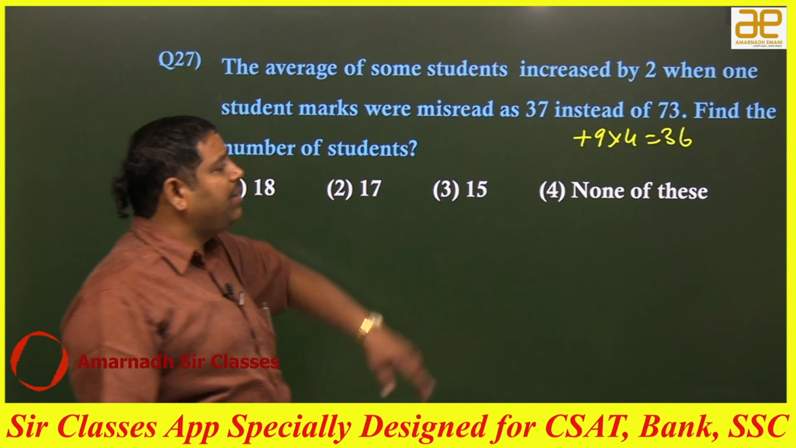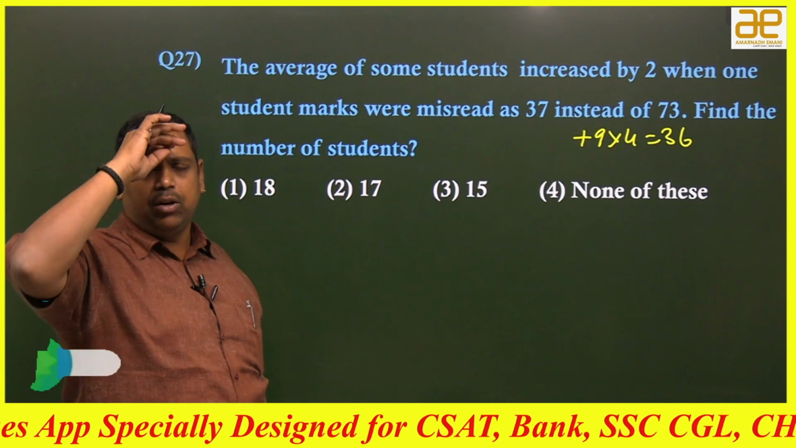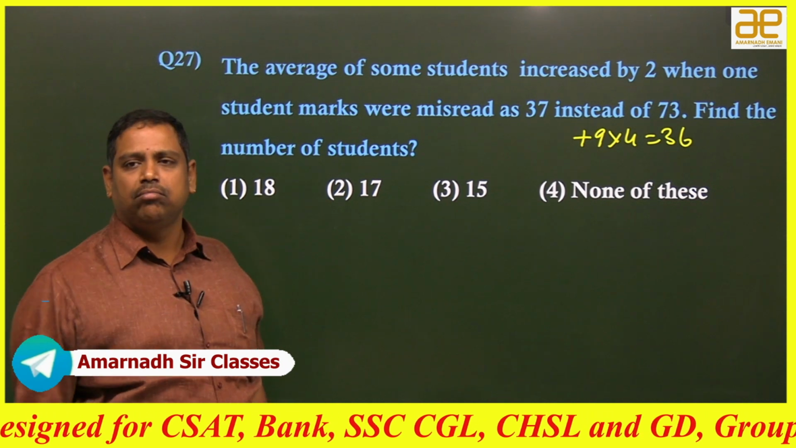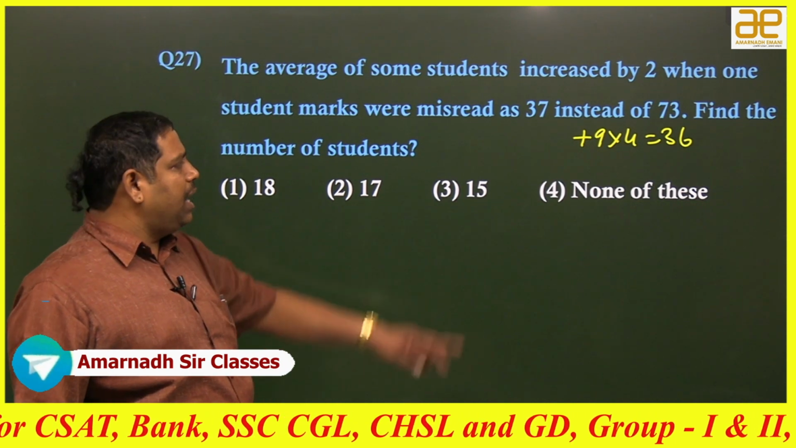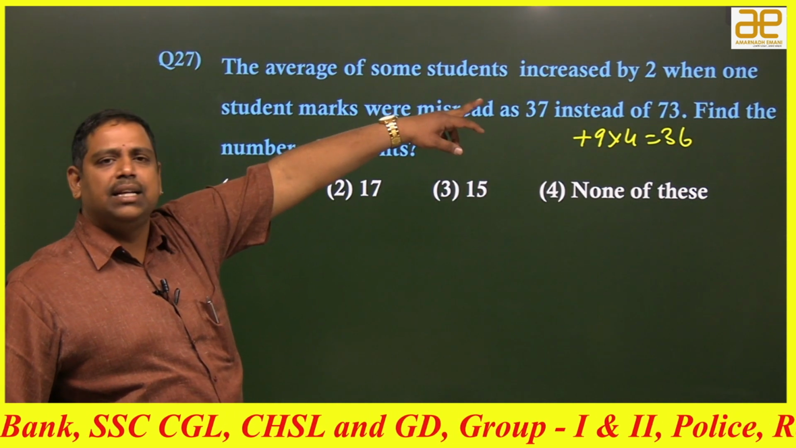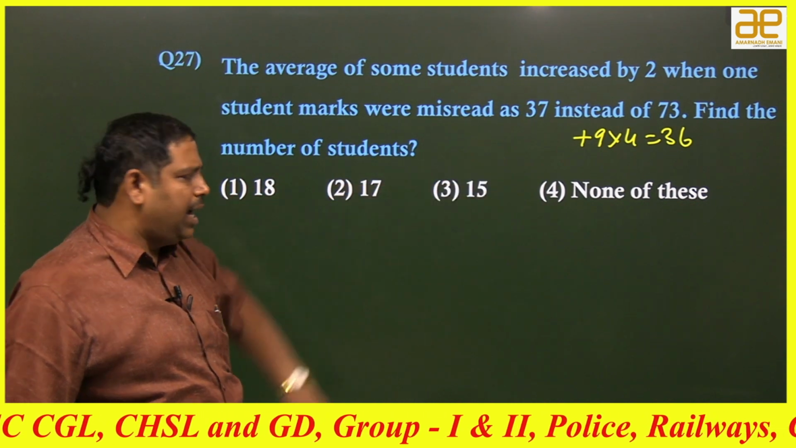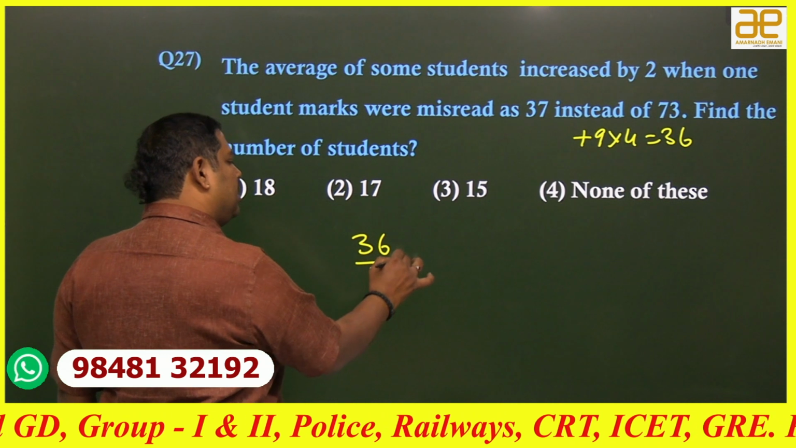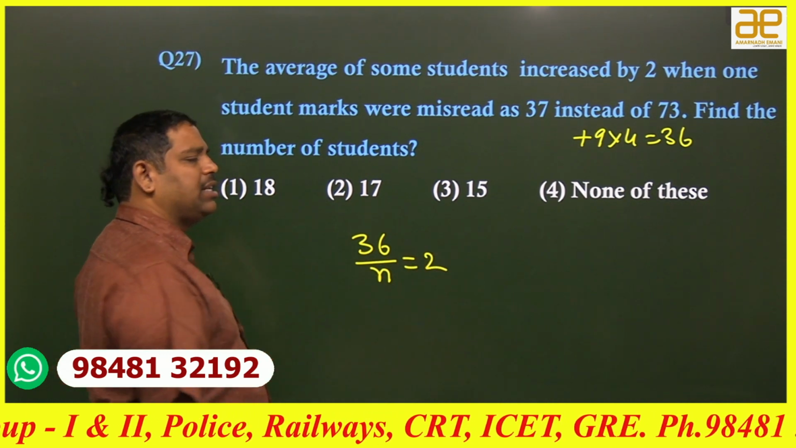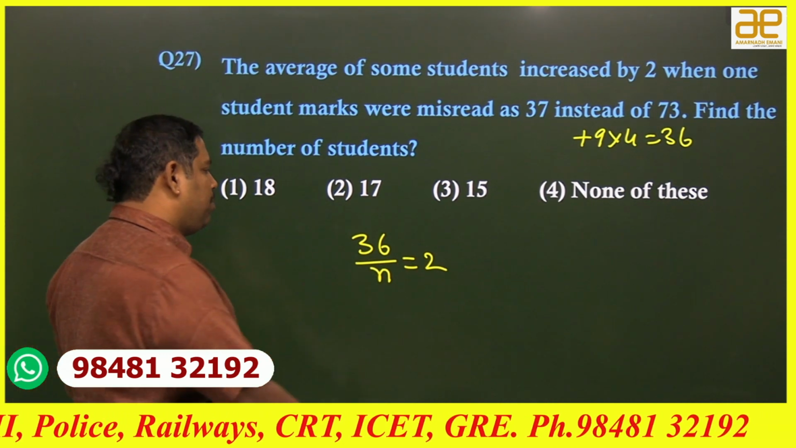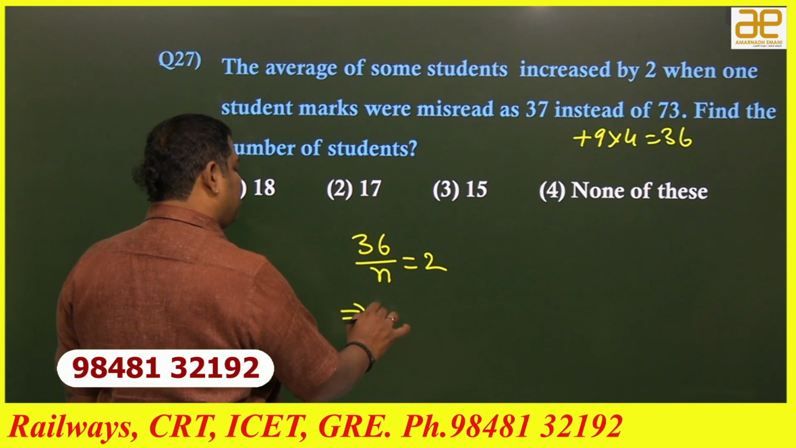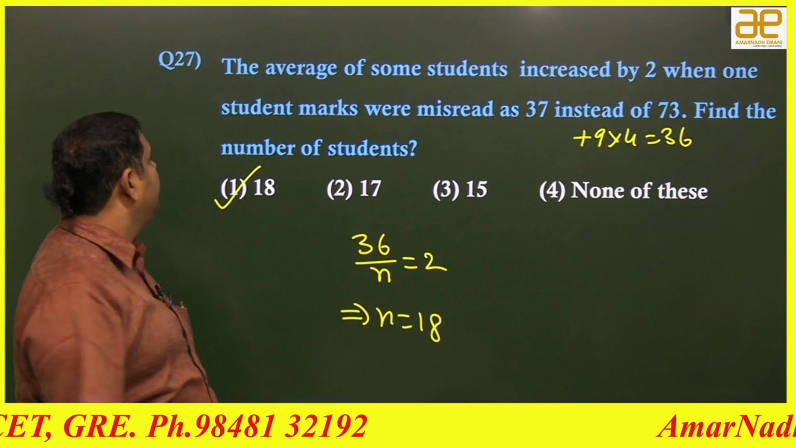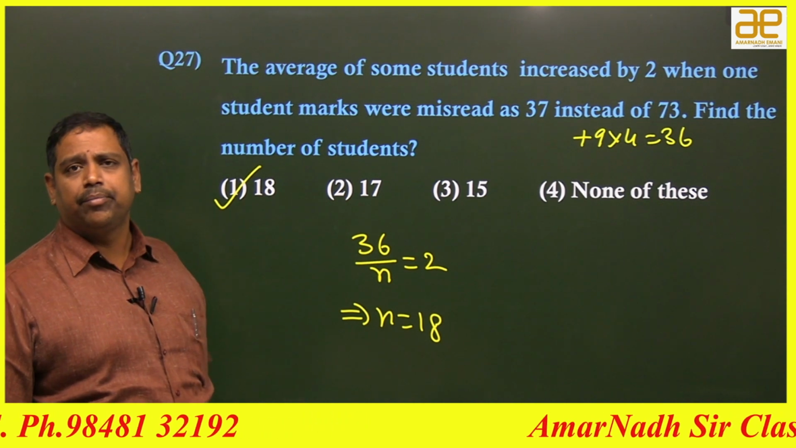But the average is increased by 2, which means without reading the remaining part of the question, I can say that he will ask the number of students in the class. Why? Because 36 is added and the average increased, so we have to find the number of students. That 36 should be distributed to all. This is the change in the average, that is 2. If I cross multiply, n is equal to 18. So how many students are there in the class? 18. So the answer is the first option.